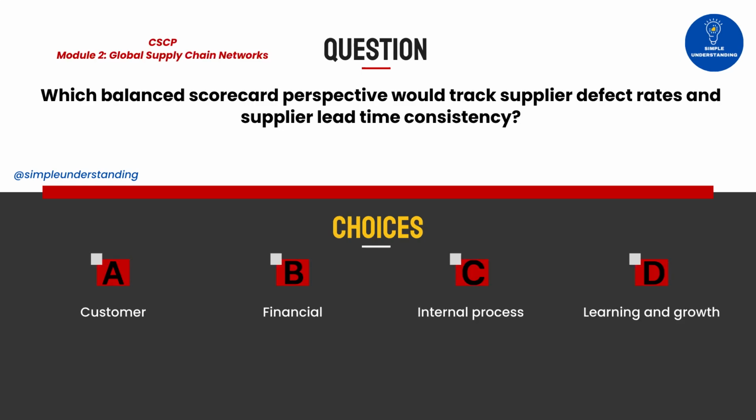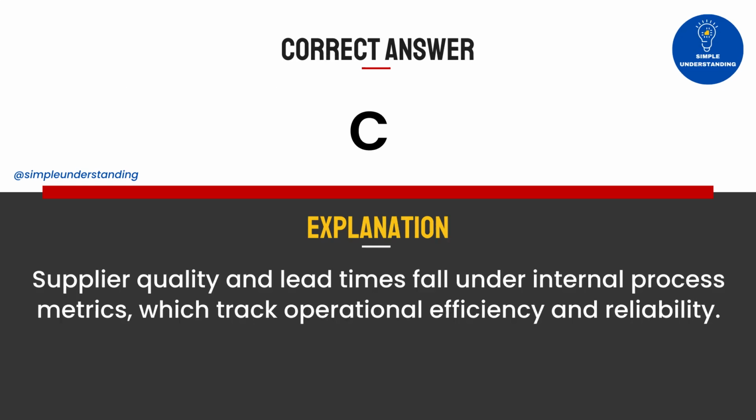Which balanced scorecard perspective would track supplier defect rates and supplier lead time consistency? A. Customer. B. Financial. C. Internal process. D. Learning and growth. Correct answer, C. Explanation. These metrics fall under internal processes, focused on improving quality and efficiency of operations.